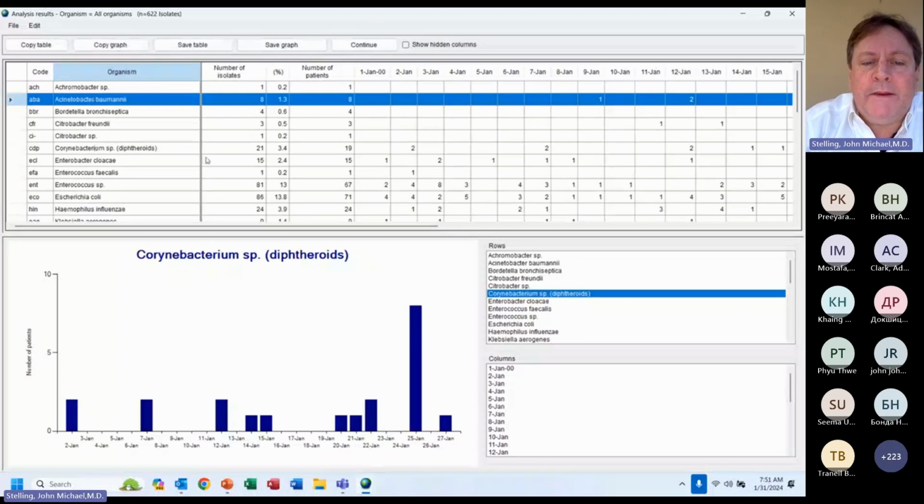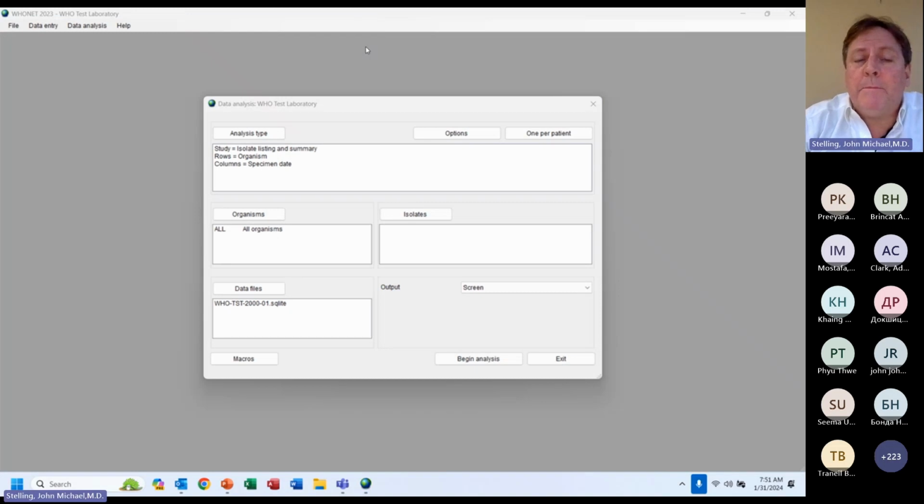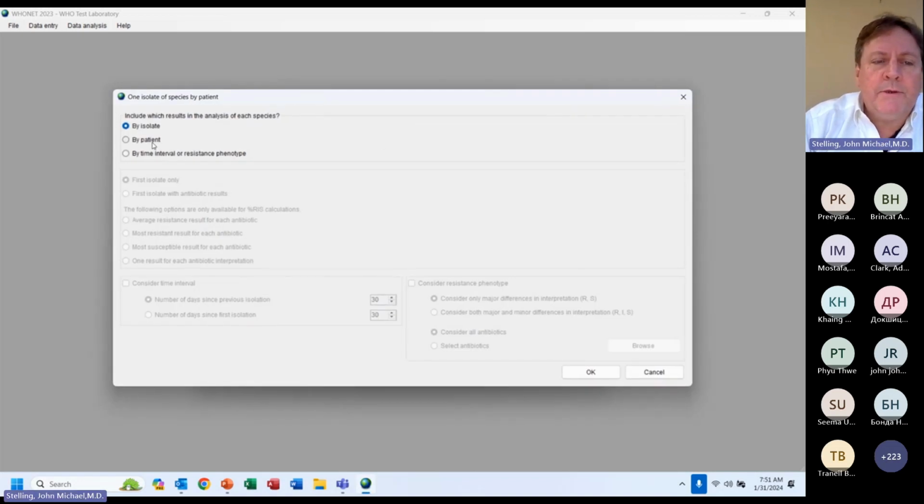It also reminds me that I did forget to remove the repeat isolates. So for example, on Escherichia coli, there were 86 isolates of Escherichia coli from 71 people. So some of the people had Escherichia coli more than once. I will click on continue, and I'm now back at the main screen. I did forget to remove the repeat isolates. So I can do by patient, but as I said, I'm going to do by time interval, first isolate only.